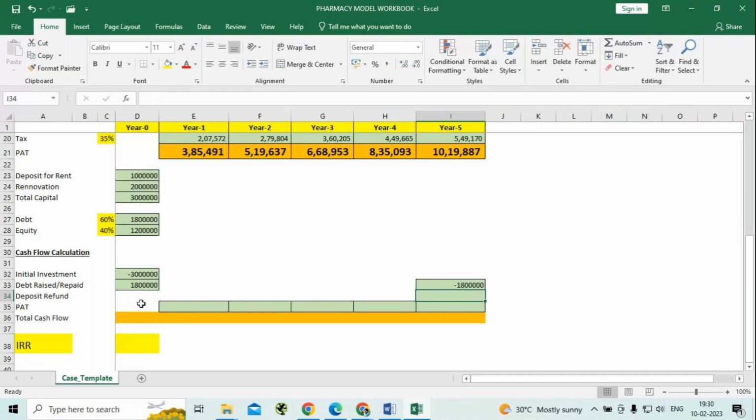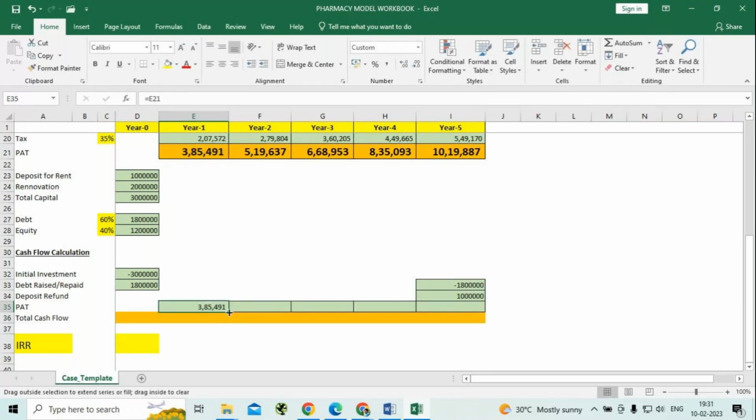The next thing is, the deposited money of 10 lakh is going to come back to us at the end of the fifth year. As you all know, when we pay anything as an advance for rental purposes, once the rental period is completed, it is mandatory that we receive back our advance amount. Then finally, the PAT value is nothing but the profit after tax value, which has been taken from the income statement, the last line item.